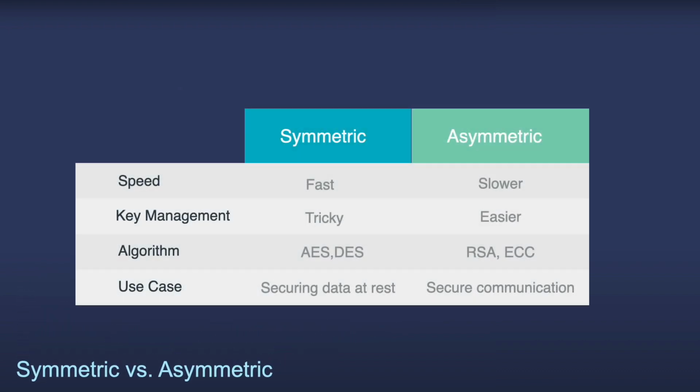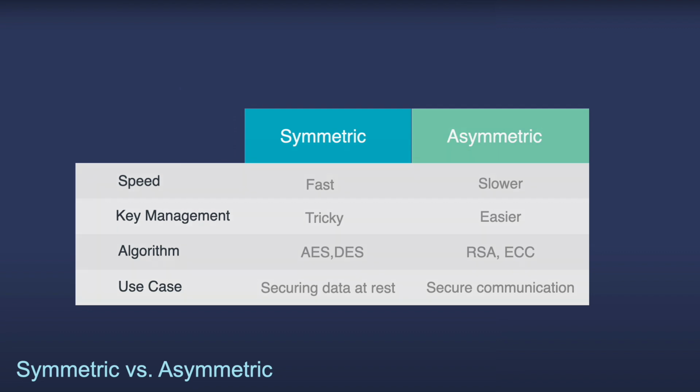Let's compare symmetric and asymmetric encryption. Symmetric encryption. Speed: fast, ideal for large data like files or databases. Key management: tricky, as the same key must be securely shared. Examples: AES, DES. Use case: securing data at rest, like encrypting a hard drive or VPN connection.